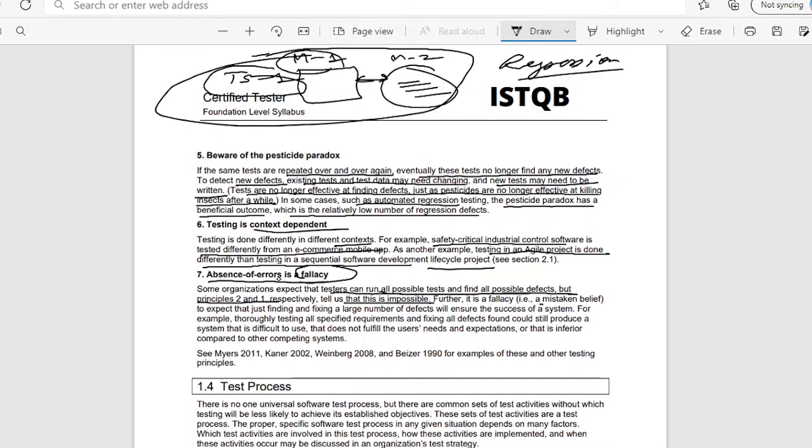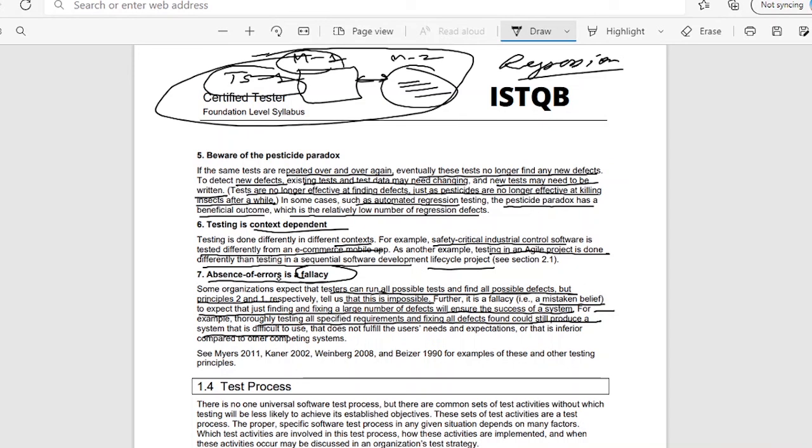Further, it's a fallacy, a mistaken belief, to expect that just finding and fixing a large number of defects will ensure the success of a system. You found a lot of bugs, you fixed them, and now you say your system is good. No, it's a myth, it's a fallacy. That means it's still possible there is no bug, but your system is not meeting the requirement of the customer. For example, thoroughly testing all specified requirements and fixing all defects found could still produce a system that is difficult to use.